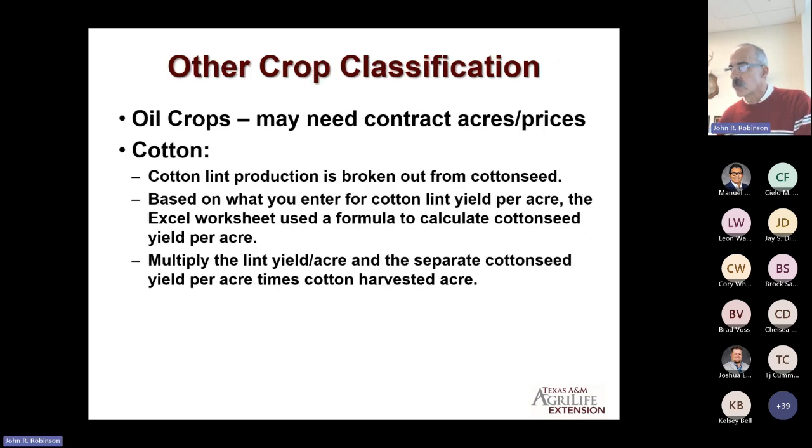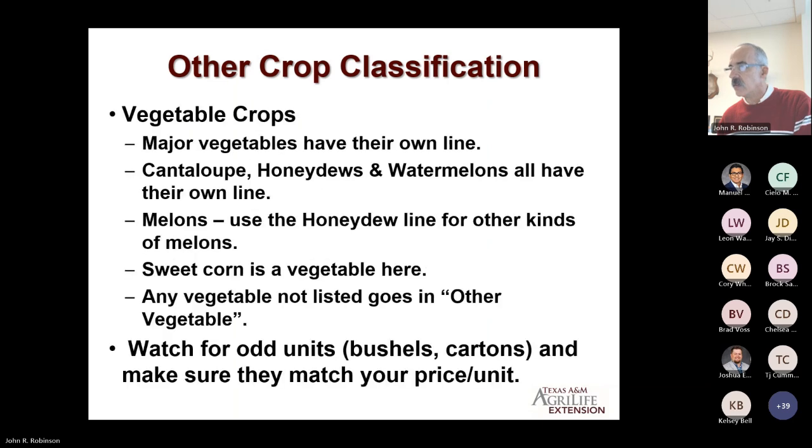Keep scrolling on through here. I think I've said all this stuff. So on to other kinds of crops. We have worksheets for vegetables. We have worksheets for fruits and miscellaneous crops. We break out major vegetables in separate lines. So there's a line for cantaloupes, honeydews, and watermelons. There's also a line that just says melons.